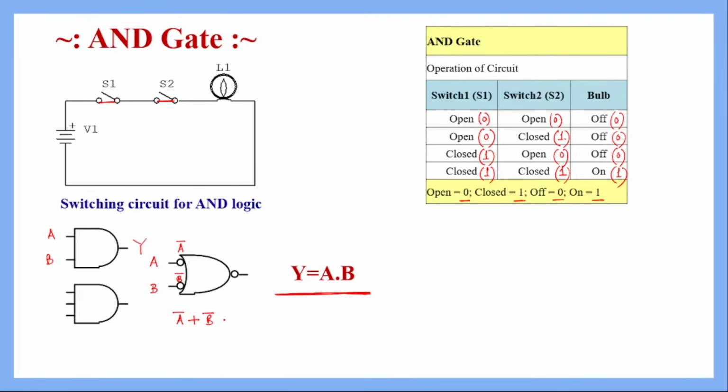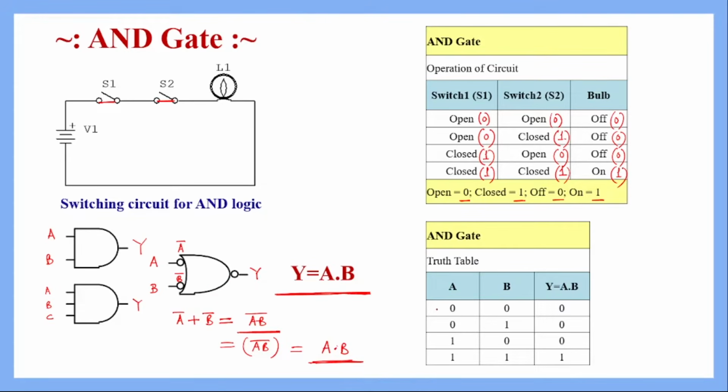So A bar plus B bar, as per De Morgan's theorem, becomes A and B, whole complemented, the complement of that AND operation. And at the output side we also have another bubble, another complemented form. So at the output side it will be the complement of AB bar, so finally it becomes AB only. AB means A and B, or A dot B. So though it looks like an OR gate, it will finally work as an AND gate.